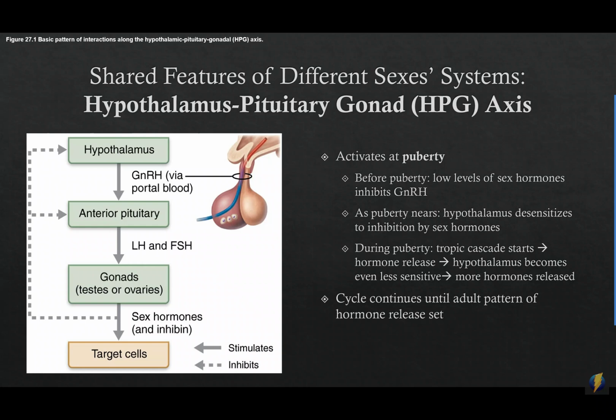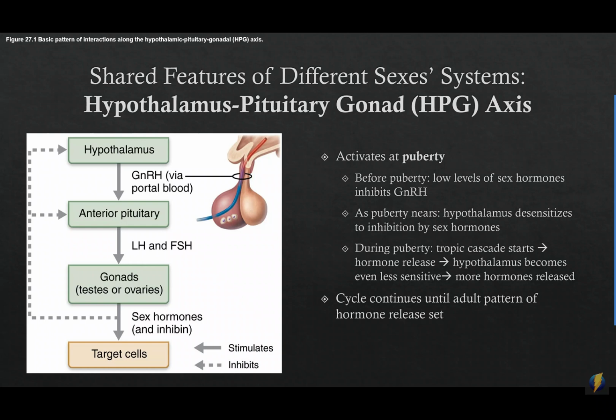And so the hypothalamus starts to produce this gonadotropin releasing hormone, and it tends to produce it in spurts, almost in waves. And that stimulates the anterior pituitary to make the luteinizing hormone and the follicle stimulating hormone, which then targets the testes and the ovaries to make more of these sex hormones. And we cycle through this. We get more sex hormones, the hypothalamus becomes less sensitive. More gonadotropin releasing hormone, more luteinizing and follicle stimulating hormone, more sex hormones, over and over and over, until we get the adult pattern. And we'll talk about what the adult patterns look like when we talk about reproductive physiology.